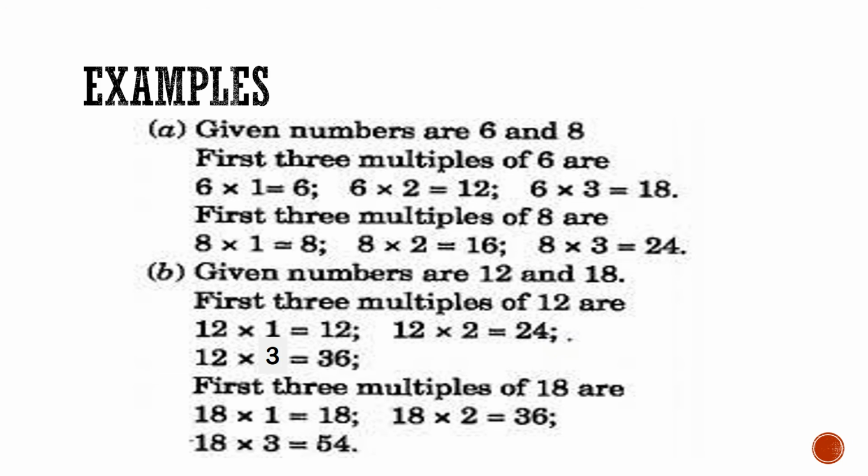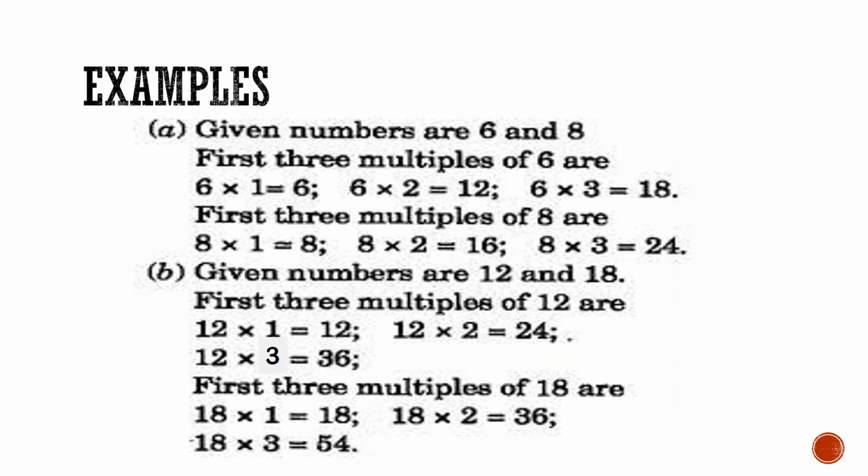Now see another example of multiples. Given numbers are 6 and 8, you have to find the first three multiples of 6. So first three multiples means you have to multiply with 1, then 2 and 3. So 6 ones are 6, 6 twos are 12, 6 threes are 18. Similarly, the first three multiples of 8 are: 8 ones are 8, 8 twos are 16, 8 threes are 24.